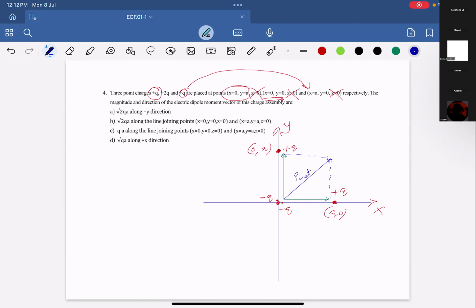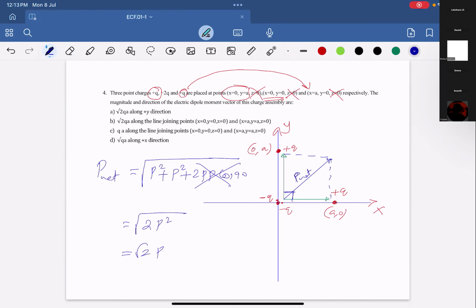P net. So how to find P net now? P net is equal to root of P square plus P square plus 2PP cos 90. Why cos 90? Look at the angle, this is 90. Both the dipoles are identical in all senses. So that is why I'm taking P for both. I'm cutting this because cosine is 0. What am I getting now? Root of P square plus P square is root 2 P square, which is root 2 into P.